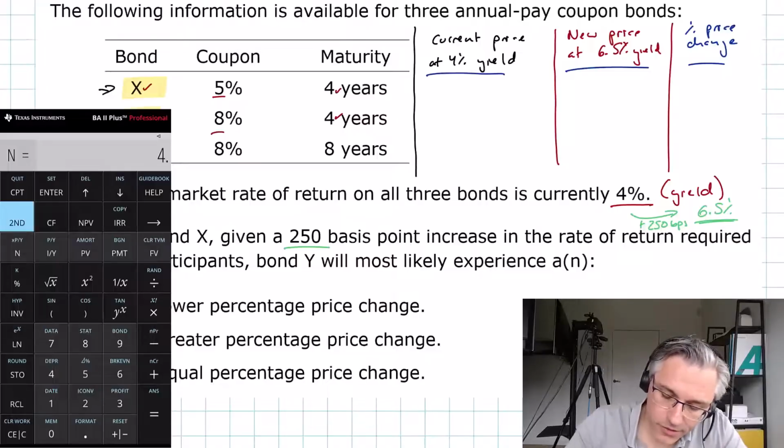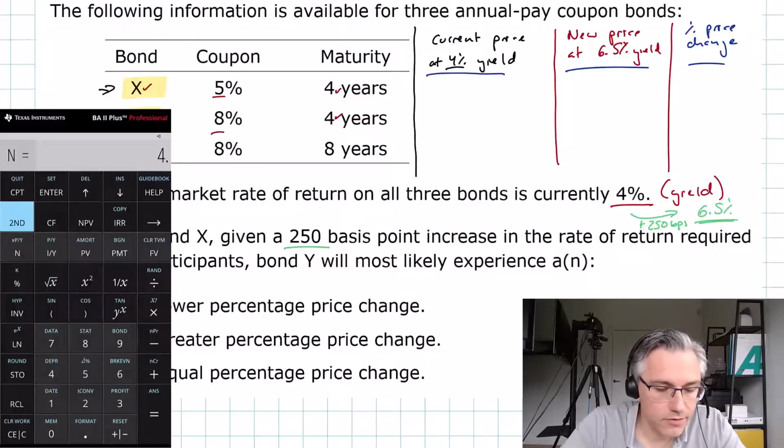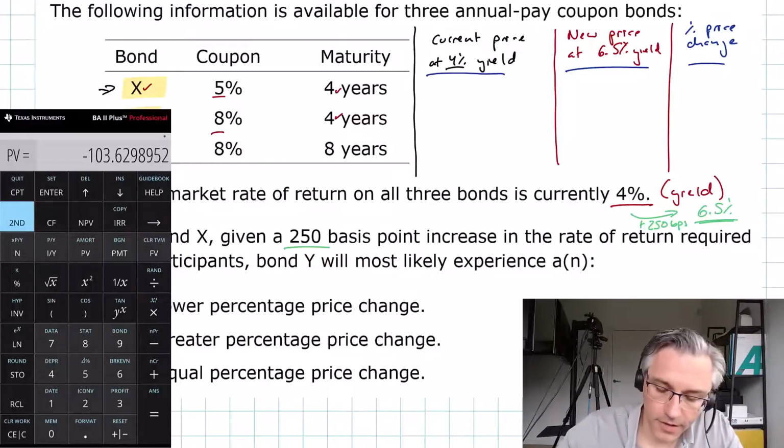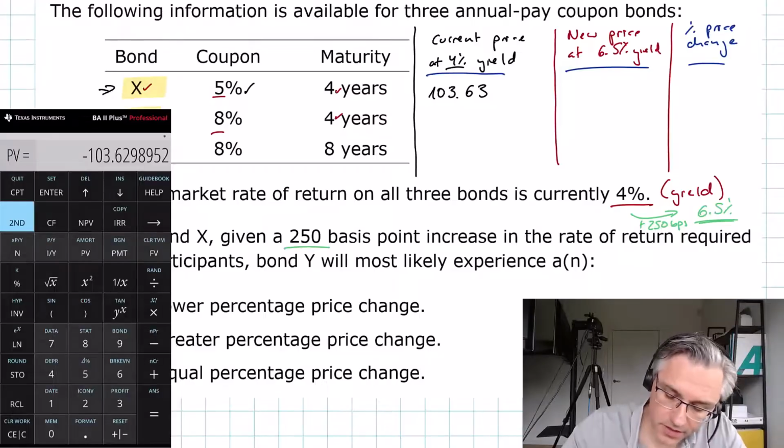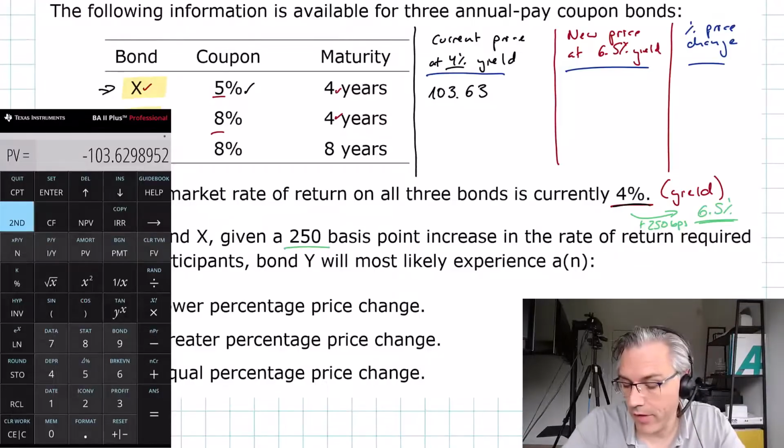And because the initial yield is supposed to be 4%, I'm also doing 4 for I over Y, and asking my calculator to compute PV. Okay, I can see that the current price would be 106.63. As you would expect, the bond is trading at a bit of a premium to its par value. Why? Because it's giving us a coupon that's higher than what the market essentially requires.